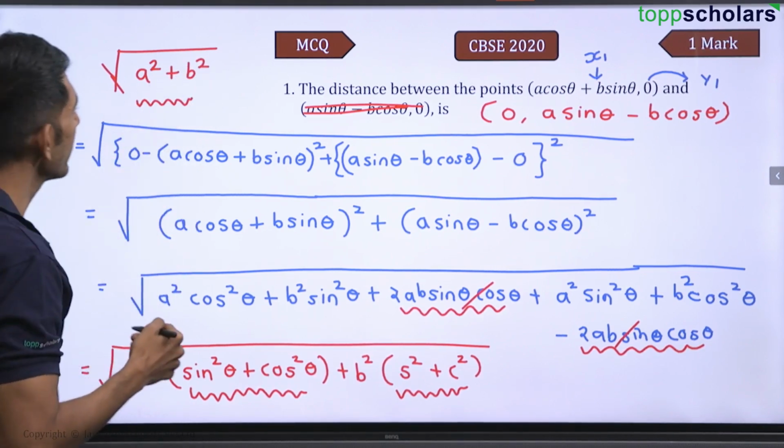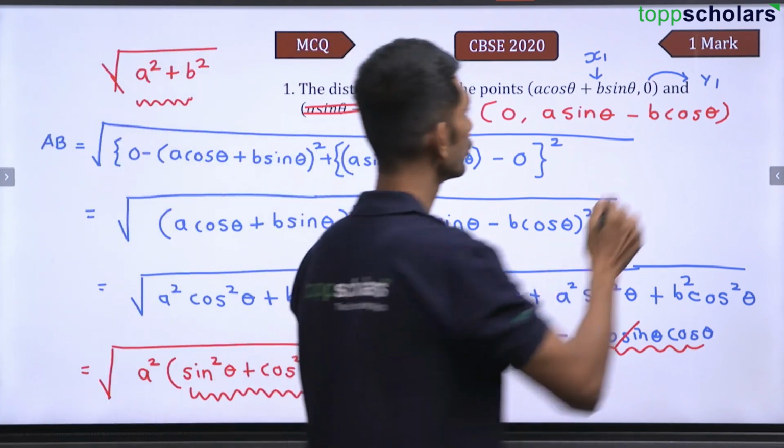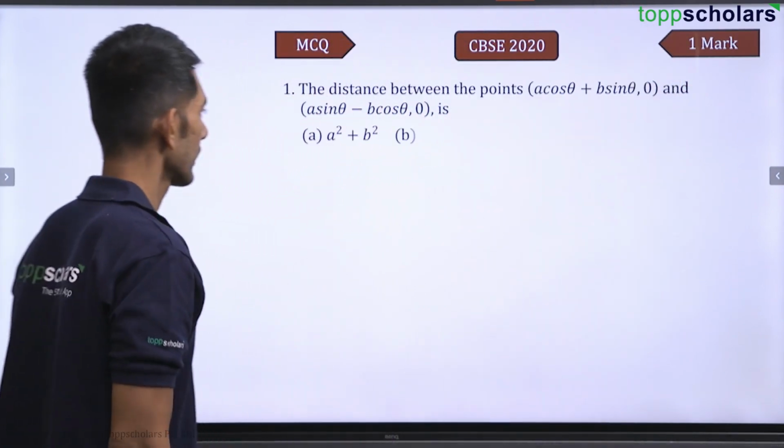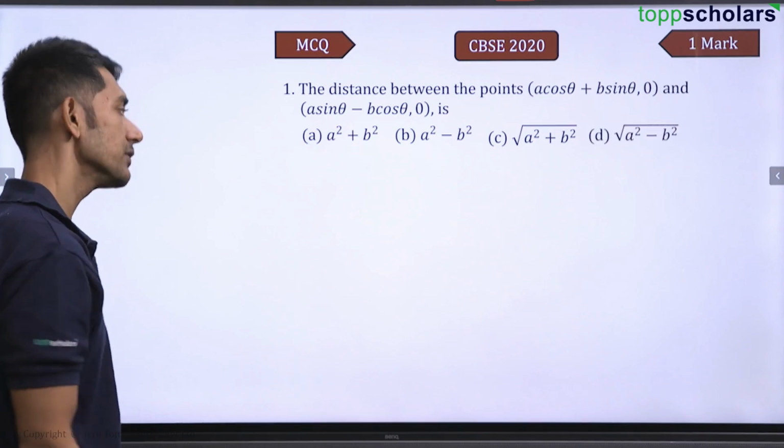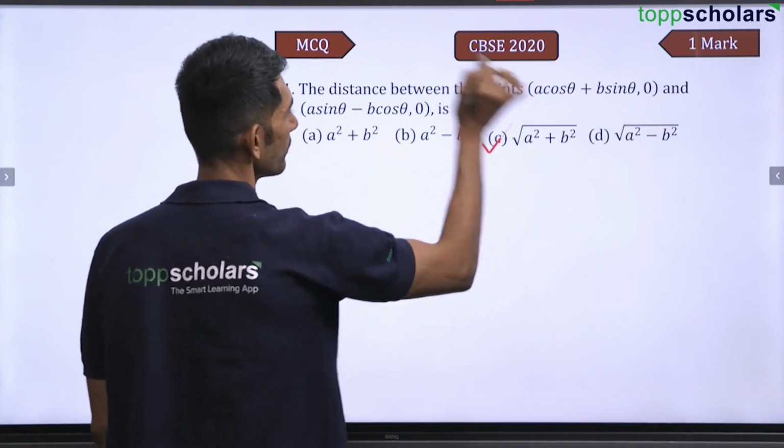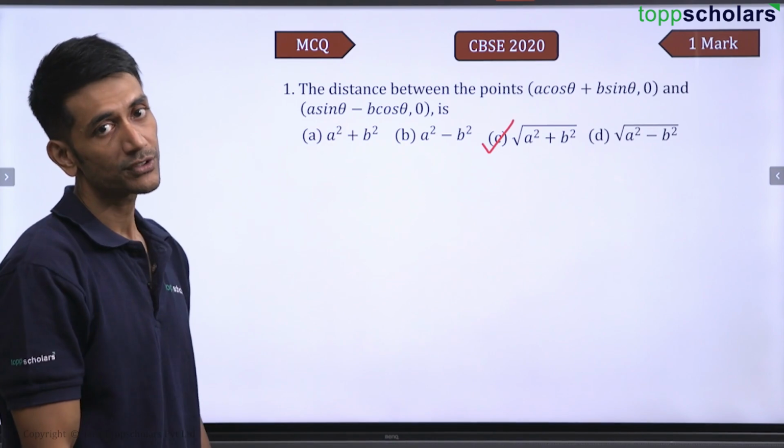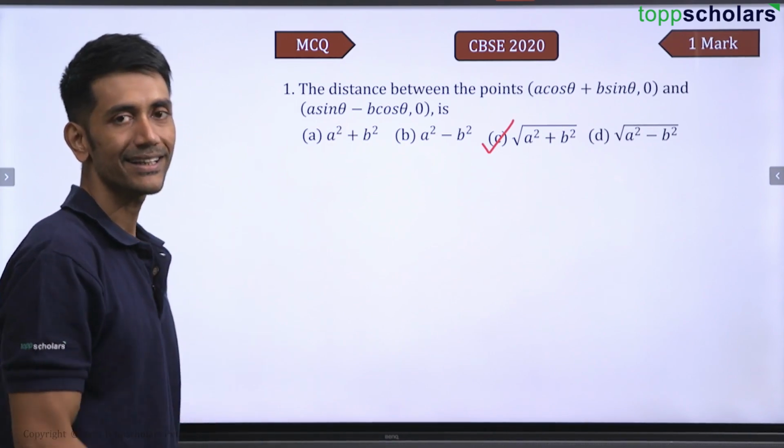So let us check whether we have under root of a square plus b square in the options or not. So we have these 4 options, and yes, under root of a square plus b square is there in the options, which is the correct option. Easy. Let's continue.